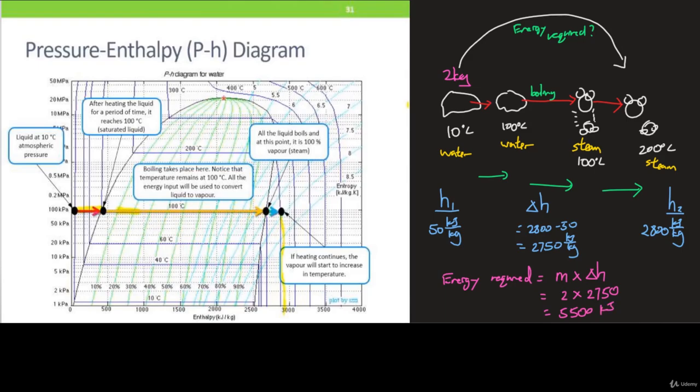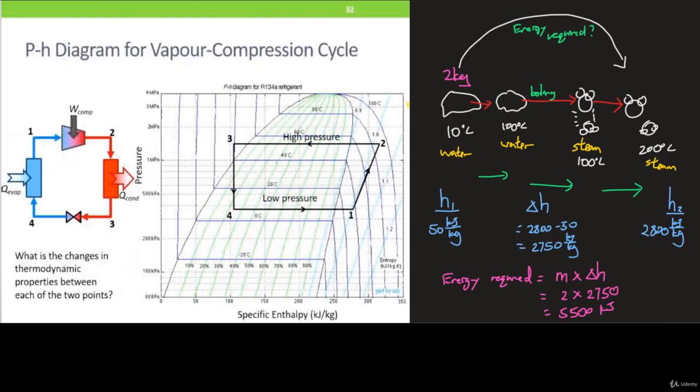So that's how you use a pH diagram for calculation. That's a very simple example, but we are not really interested in the water pH diagram. We are more interested in the refrigerant pH diagram because that's what we use for the vapor compression cycle.